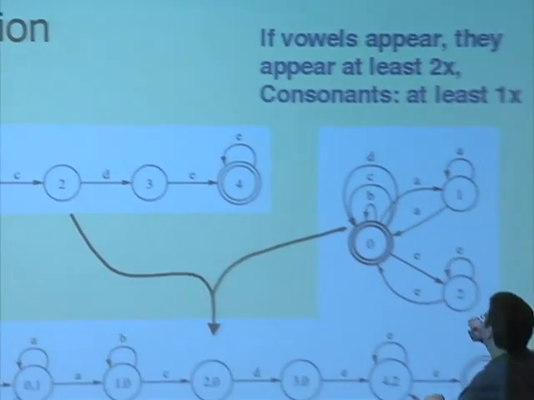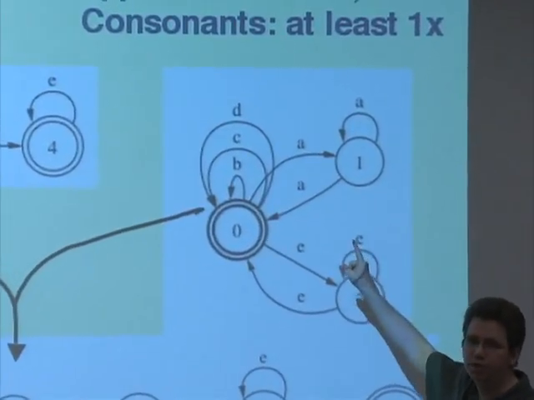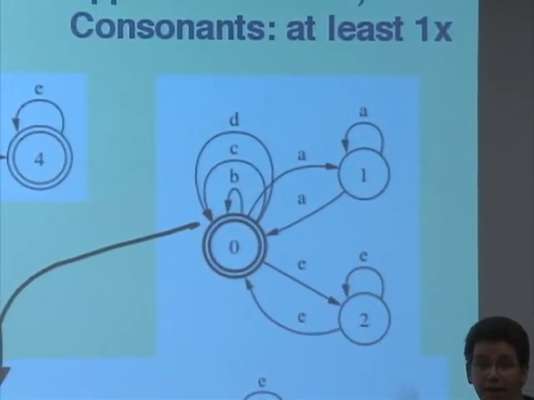And now I'm going to put another constraint on top of it, which is if vowels appear, they have to appear at least twice. I'm not saying that they have to appear. I'm just saying if they appear, they have to appear at least twice.